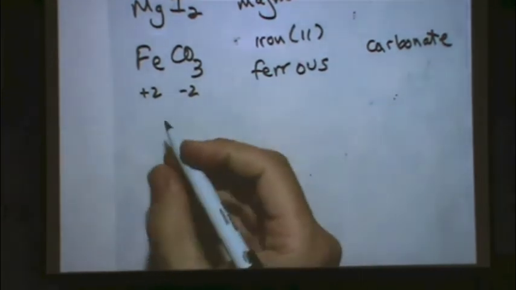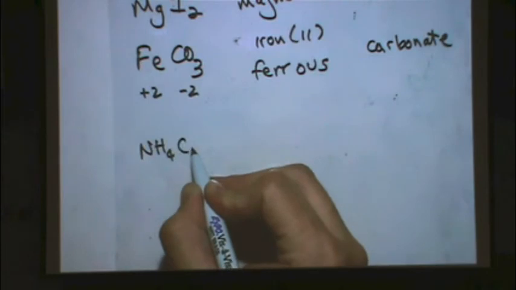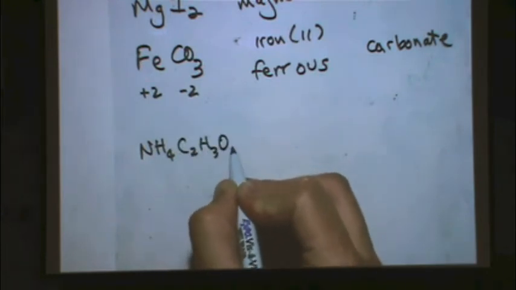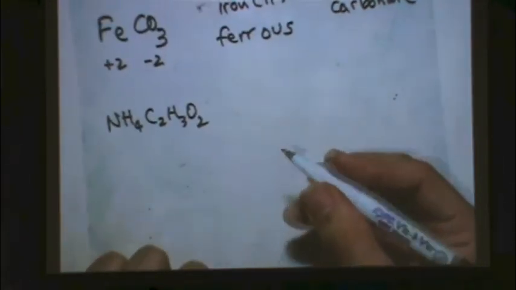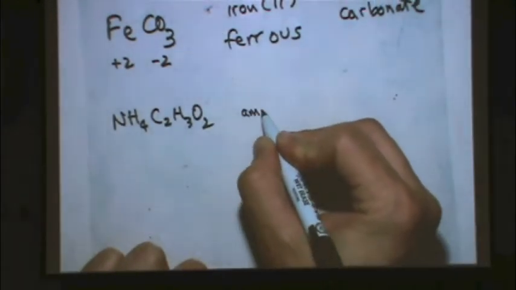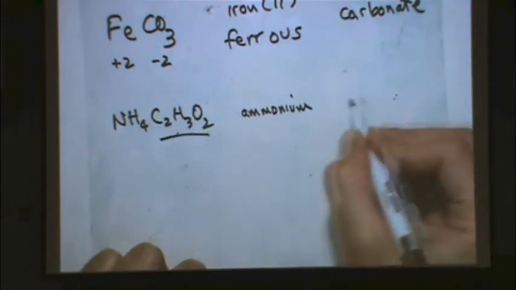Okay, let's try some. This one doesn't have a metal, but you see that NH4, that's one of your polyatomic ions, which will fit for us in the metal category. So you can see this is ionic. So the first one's called ammonium. What's the second one called? Acetate. Good.